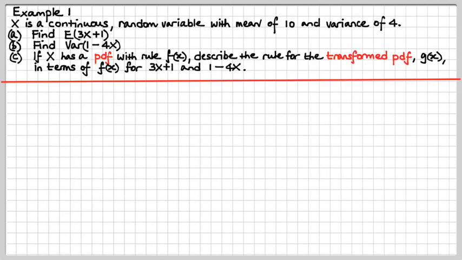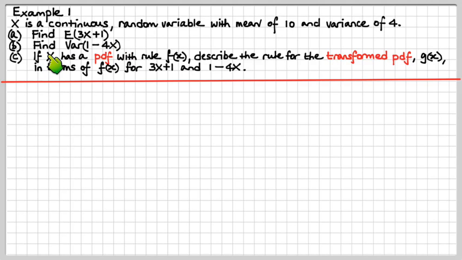Woohoo! Okay, example 1. Let's go. X is a continuous random variable with a mean of 10 and a variance of 4. Find the expected value of this linear function of x and find the variance of this linear function of x. No problem, guys. We just use those formulas, plug and chug.